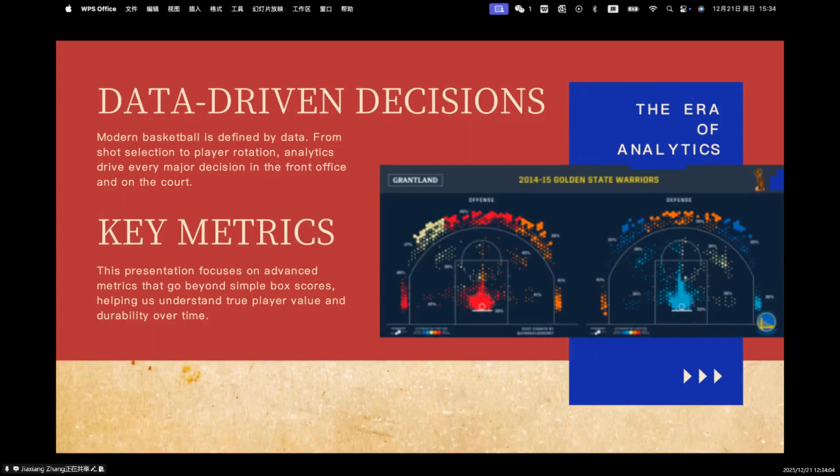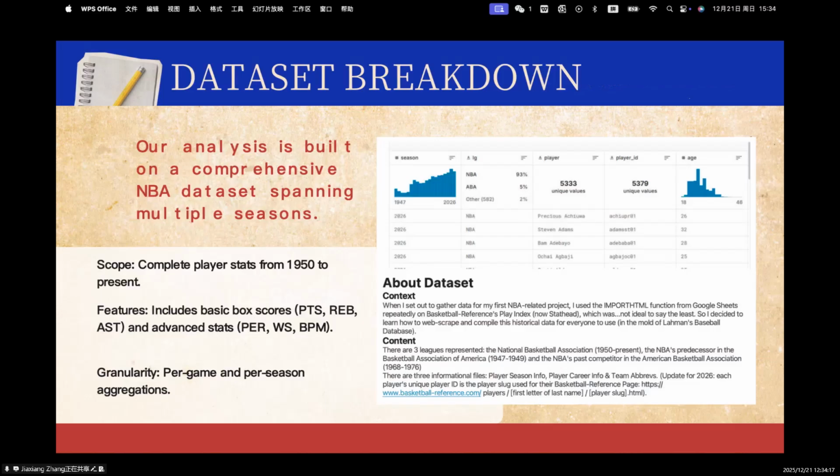The database used in this analysis spans NBA player statistics from 1950 to 2000, providing a long historical perspective. It includes traditional box score metrics such as points, rebounds, and assists, advanced efficiency metrics such as PER and BPM, and team metrics such as win shares and win shares per 48 minutes. Using Tableau, we visualize these metrics across players, seasons, and full careers, which allows for both cross-sectional and longitudinal analysis.